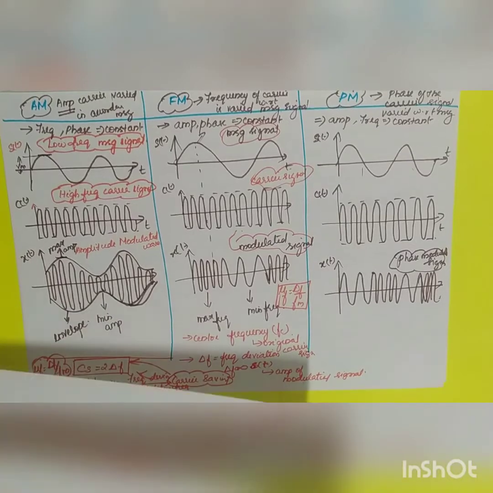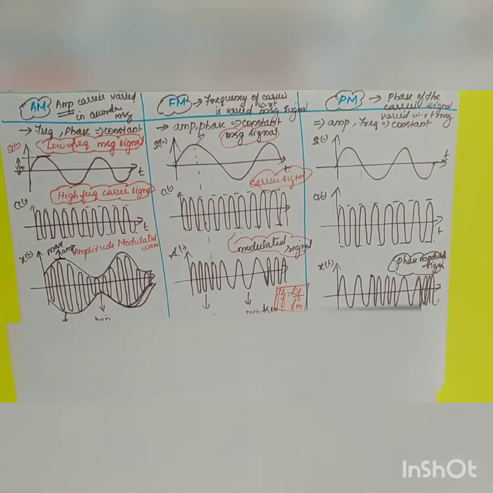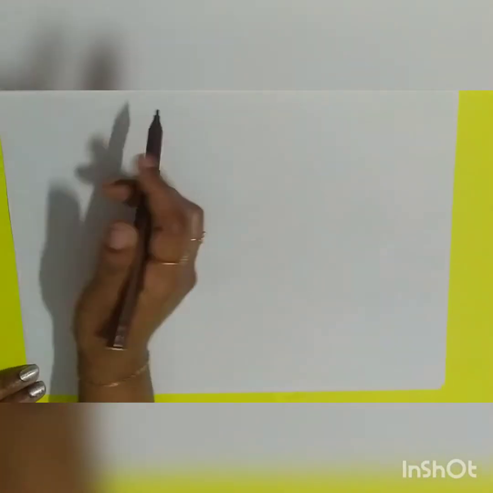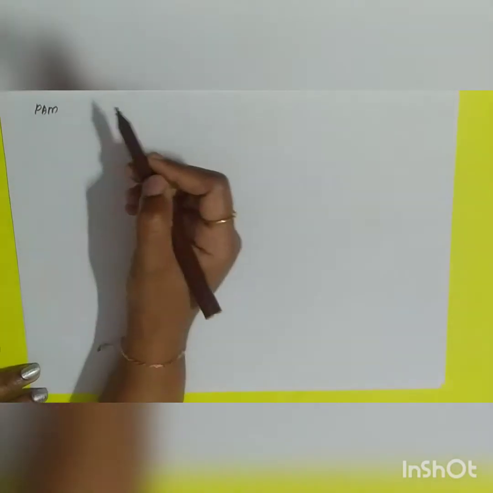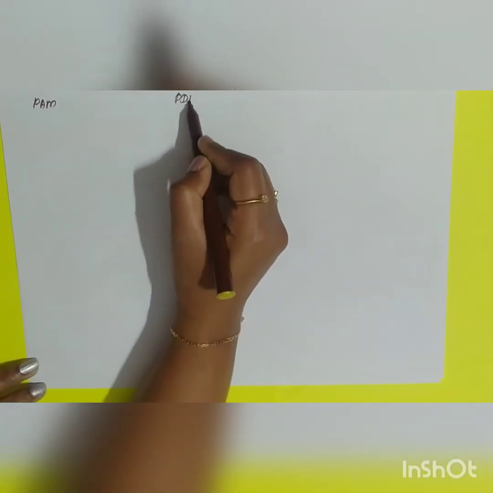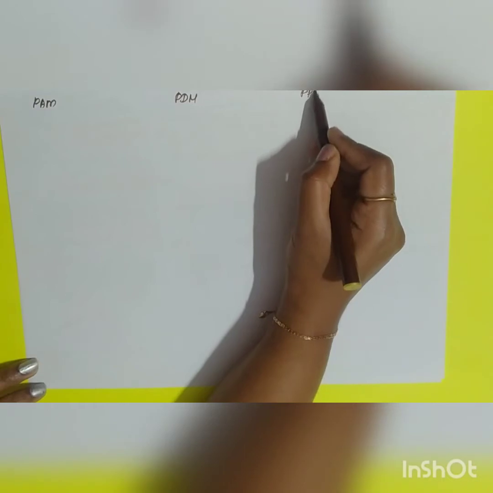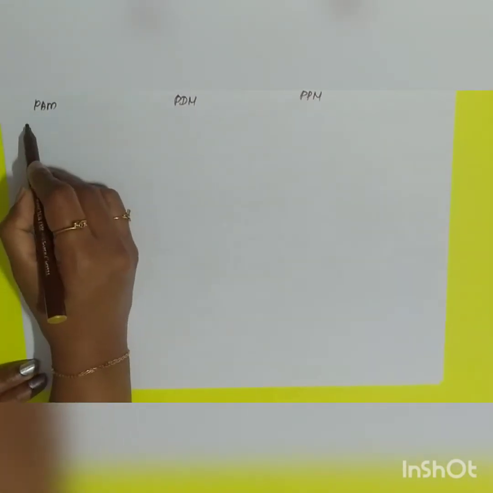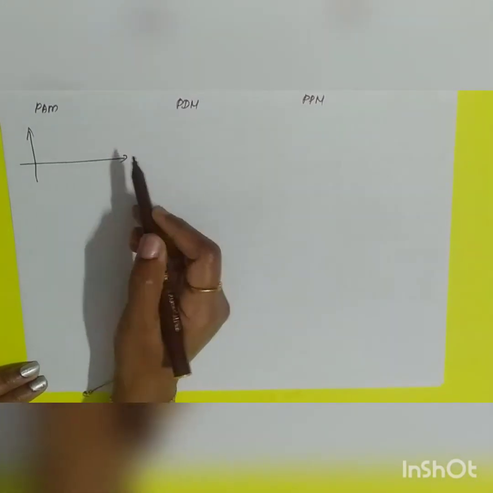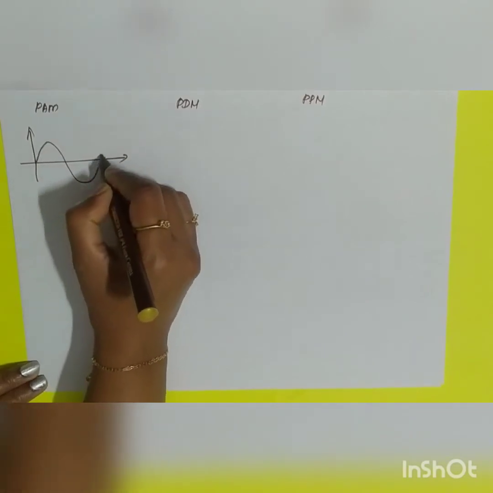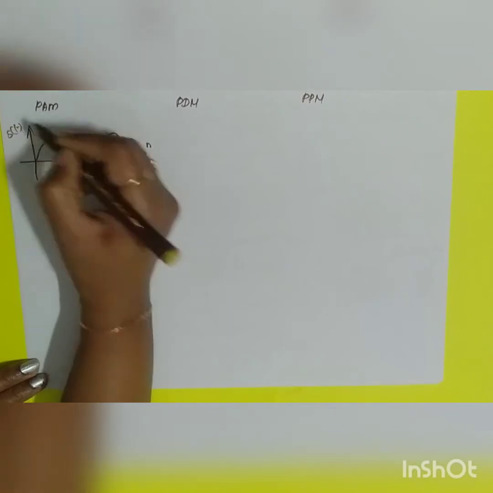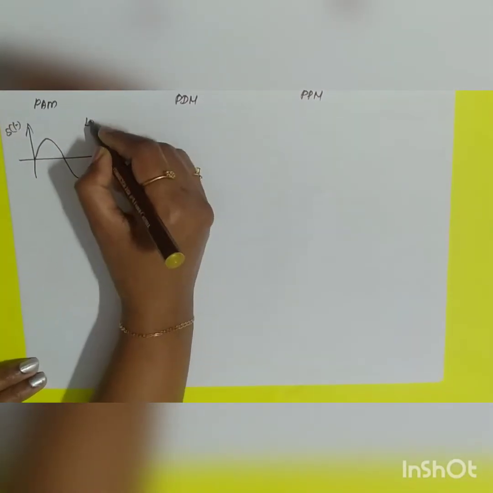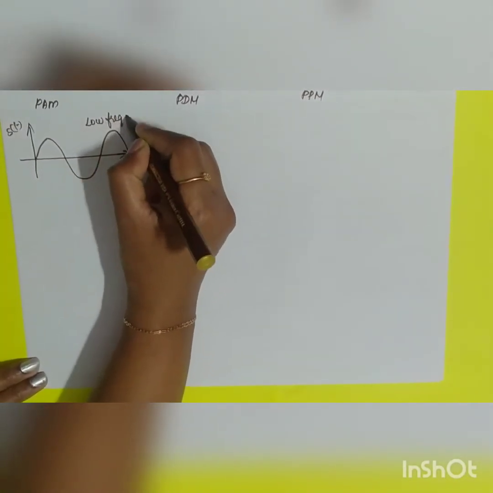So the next topic is going to be the 3 types of pulse modulation, pulse analog modulation. What are the 3 types? You have PAM, pulse amplitude modulation, PDM, pulse duration modulation, and PPM, pulse position modulation. So what is the only difference in pulse amplitude modulation? You have your same message signal m of t, or I can take it as s of t, a low frequency message signal.